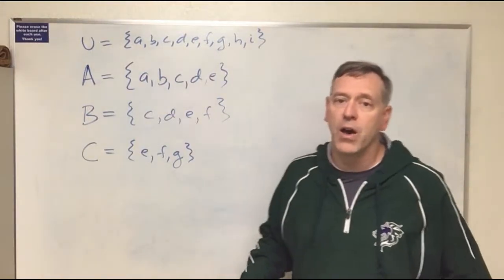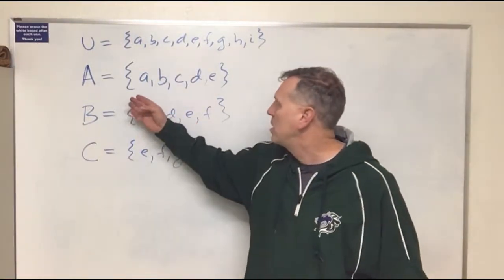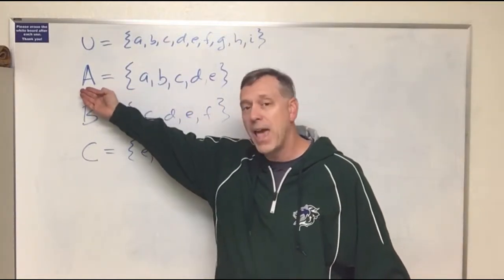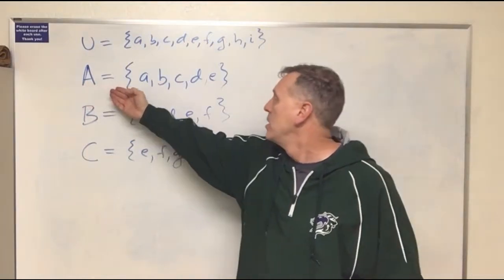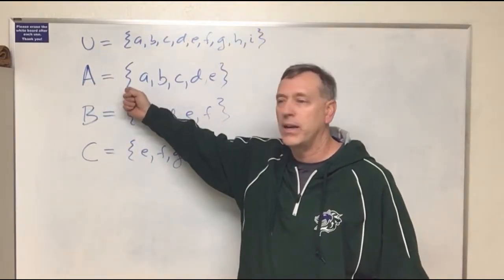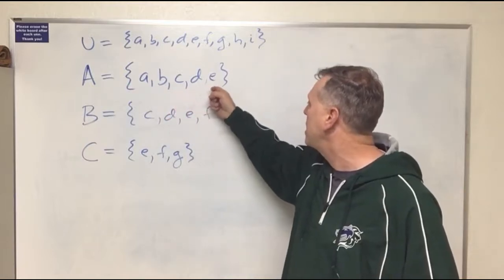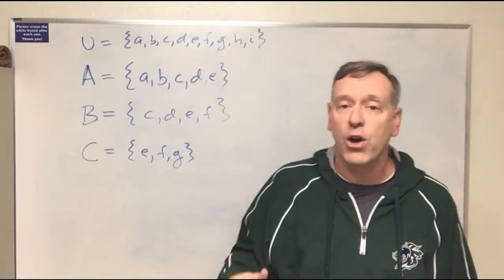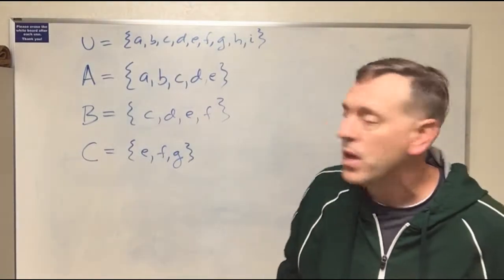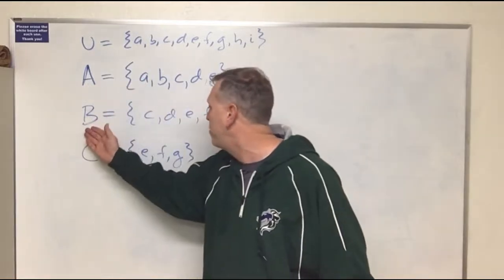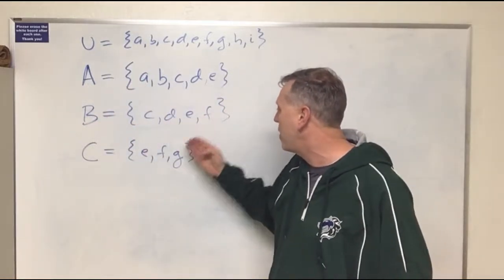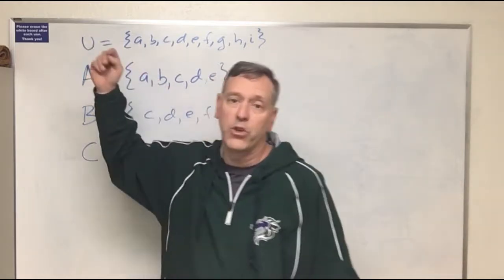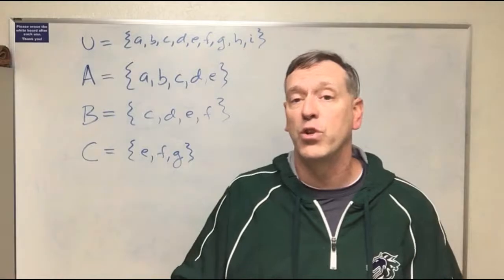And sets of items, usually this is a roster set of items where you have the set A, noted with a capital letter, is equal to, and then we have the squiggly line, and then a, b, c, d, e, closed squiggly line. This is a set of items, the set of letters, lowercase a, b, c, d, and e. And that's set A. Set B has elements c, d, e, and f. Set C has elements e, f, and g. And U, the capital letter U, which is usually identified as the universal set.